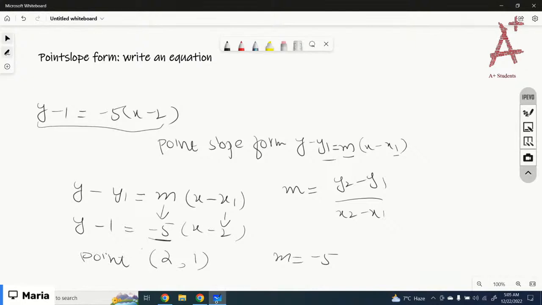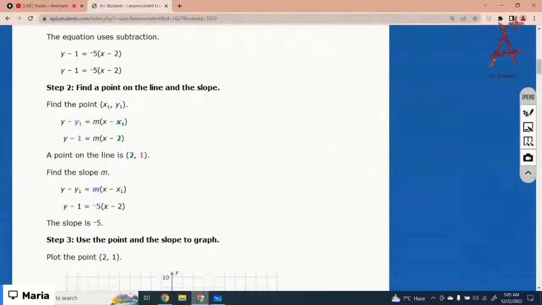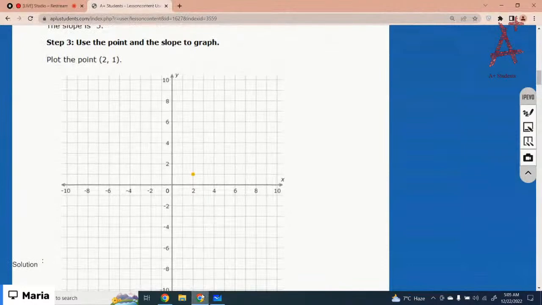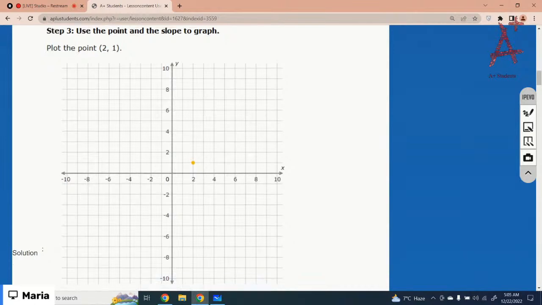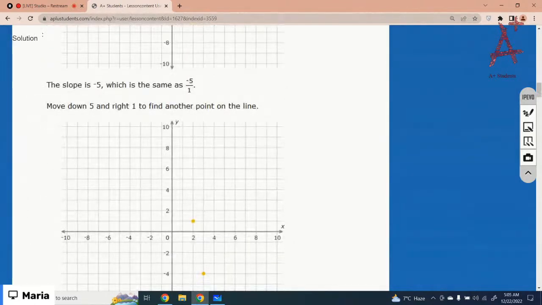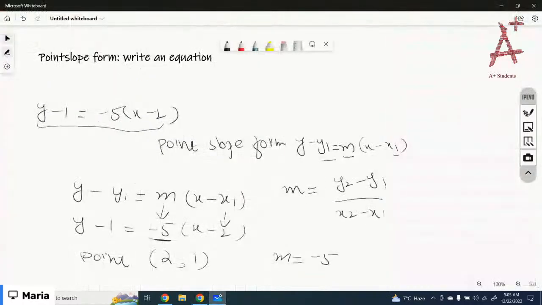Got it? Now you have a point and a slope. You can plot the graph using a point and a slope. Got it? Just plot the point on the graph. The point is 2 and 1. So here x is 2 and y is 1. Here is the point on the graph. Got it? Okay. Then the slope is negative 5. Got it? That means negative 5 over 1. Got it? So negative 5 means you have to move 5 points down and 1 point right. The slope is m equals negative 5, so you can write it as negative 5 by 1.